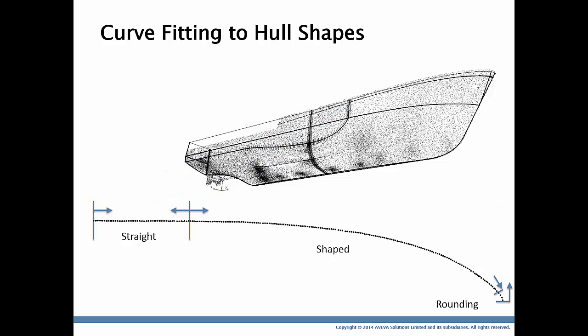And that's done by splitting the curve up and applying tangents. So once we've done that, we can then fit the straight area with the straight segment, the shaped area with a shaped segment, and the rounding area with either a blend or a much smaller shaped curve. So what this means is that the curve fitting process is far more sensitive to the shape than if we just use a generic least squares fit, for example.